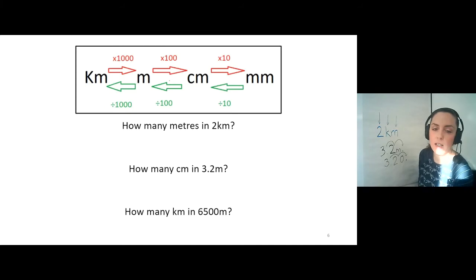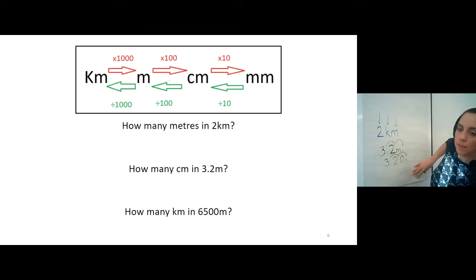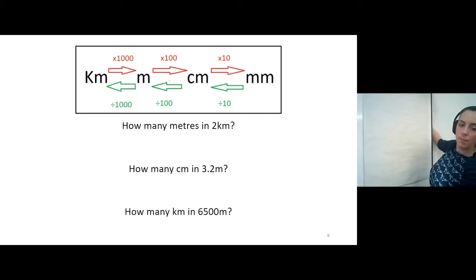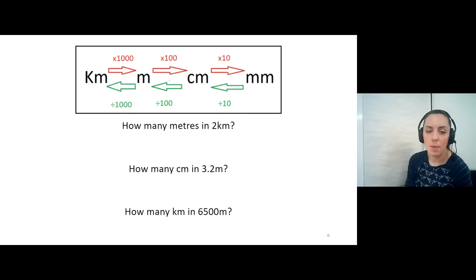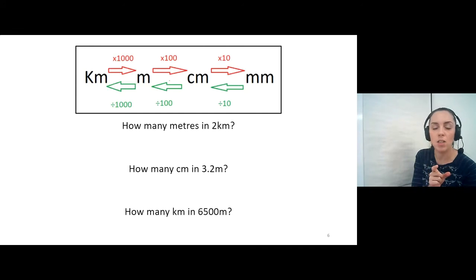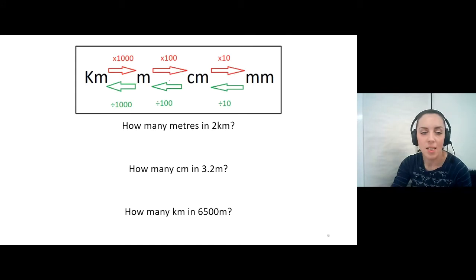How many kilometers in 6,500 meters? So we're going from meters to kilometers. So we're going from a smaller measure, meters, to kilometers, which is a bigger measure. There's 1,000 meters in a kilometer. So 6,500 meters turns into 6.5 kilometers. Well done, everyone. Are we okay with that?